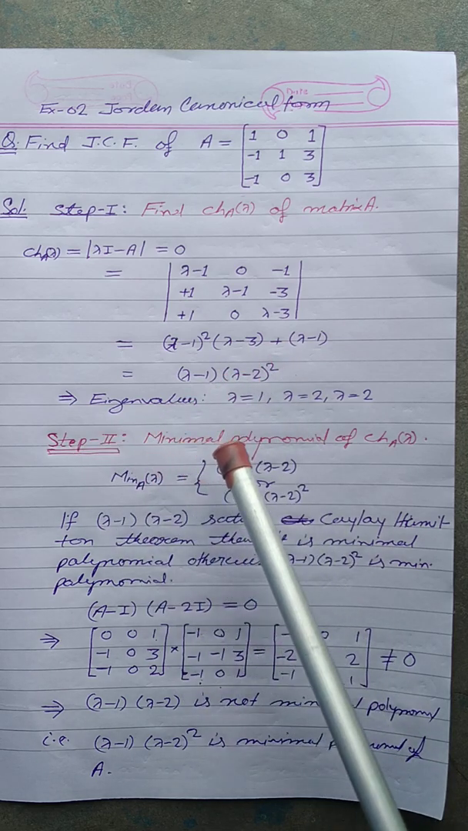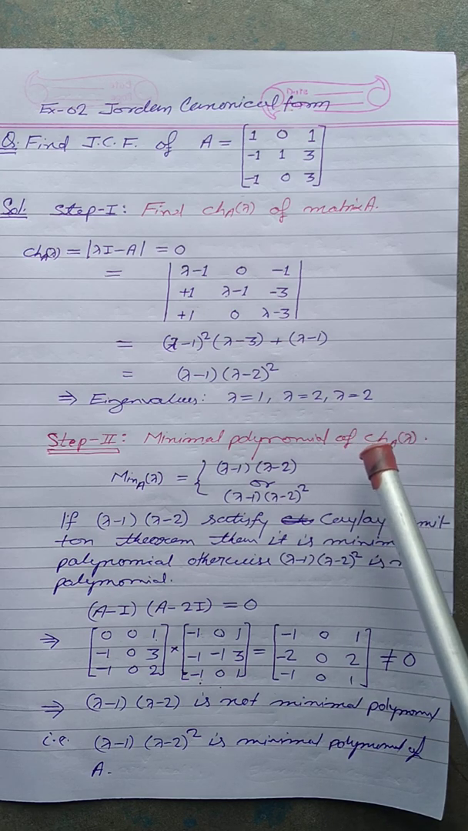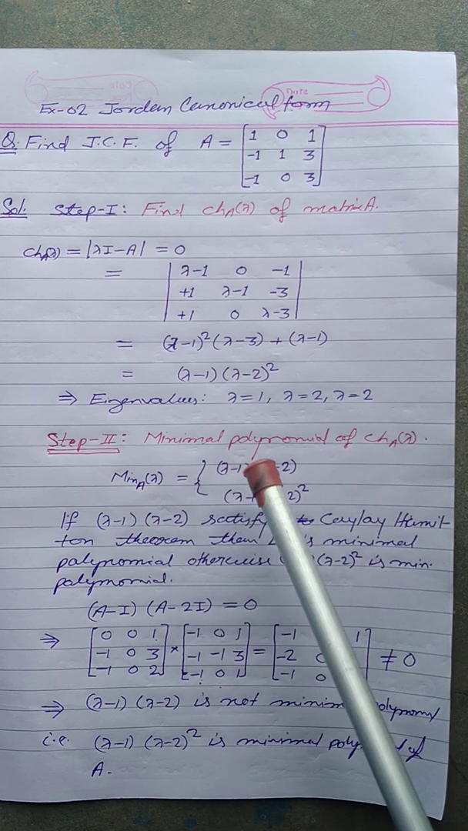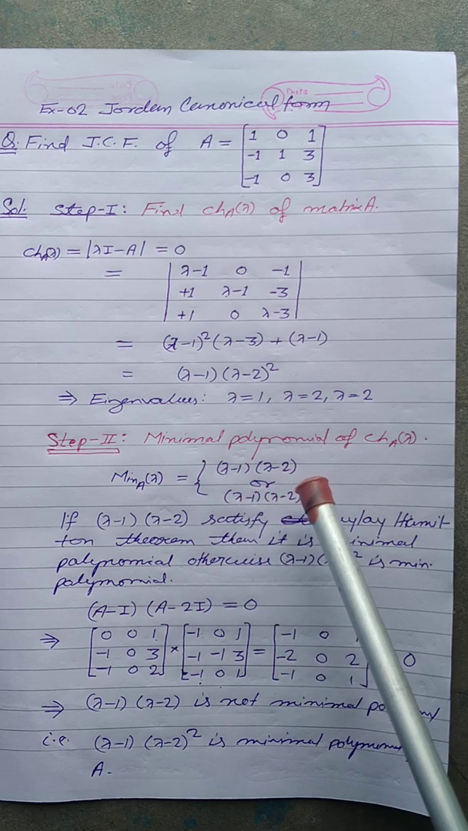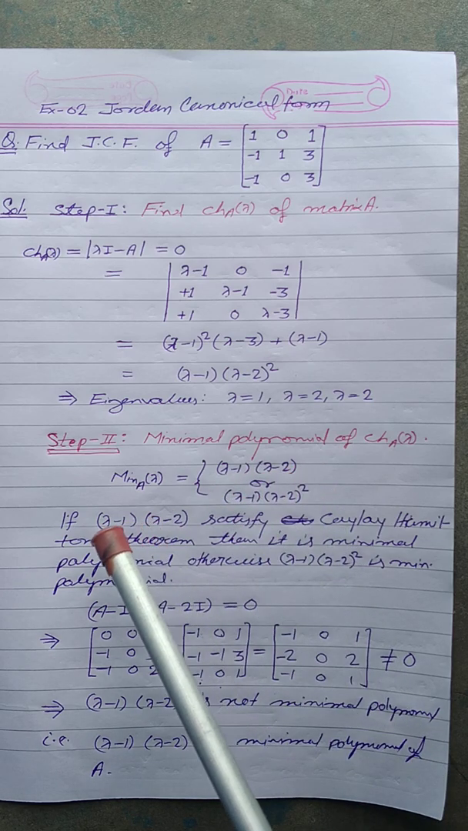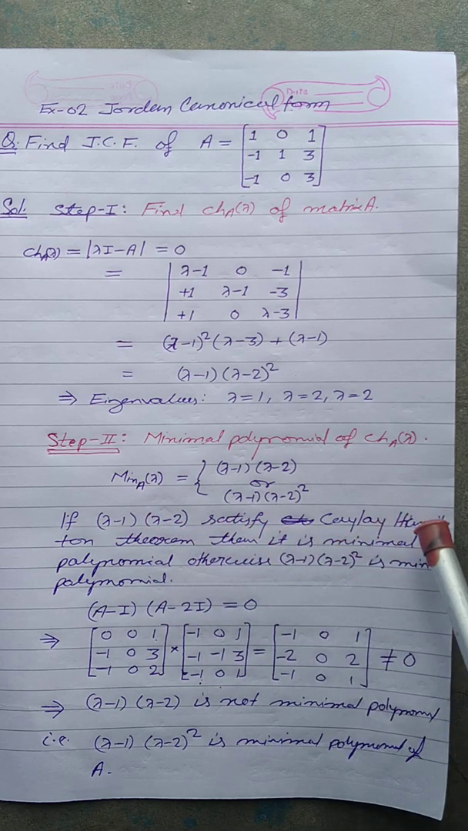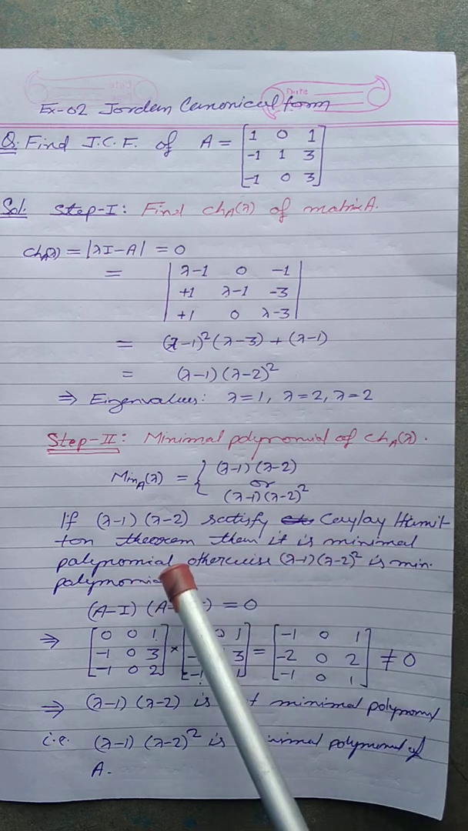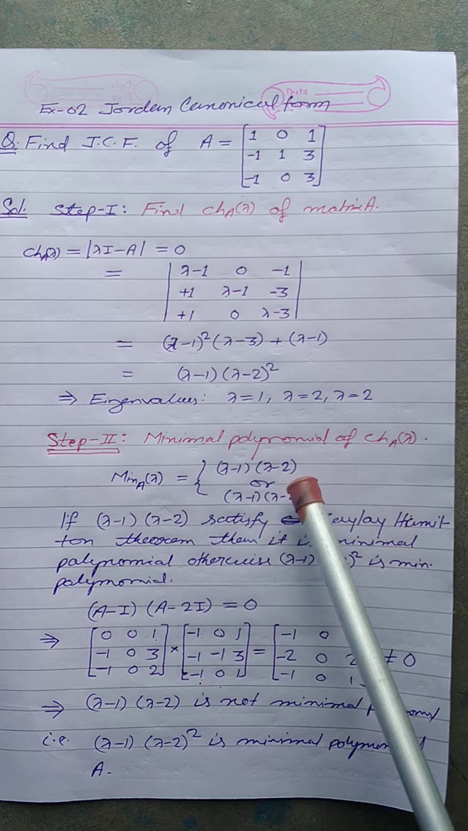In step second, for the minimal polynomial of the characteristic polynomial, the minimal polynomial may be lambda minus 1 times lambda minus 2, or lambda minus 1 times lambda minus 2 to the power 2. If lambda minus 1, lambda minus 2 satisfies the Cayley-Hamilton theorem, then it is the minimal polynomial, otherwise the second is the minimal polynomial of this matrix.